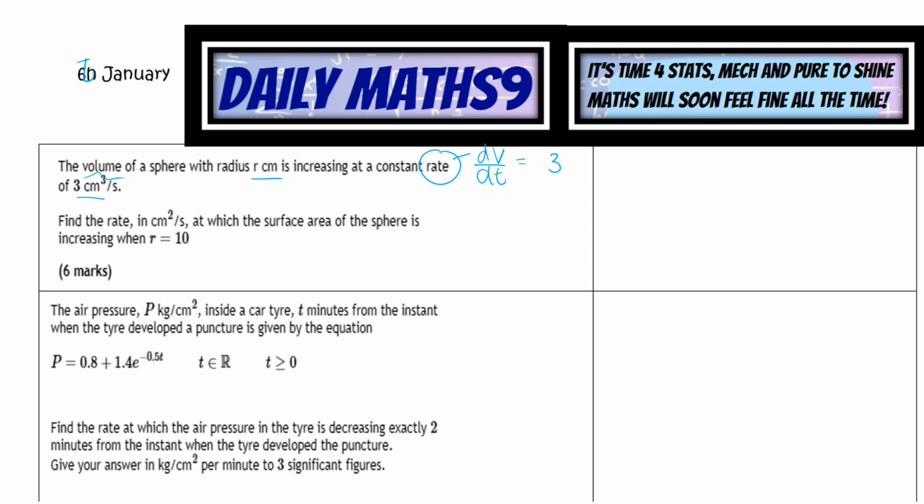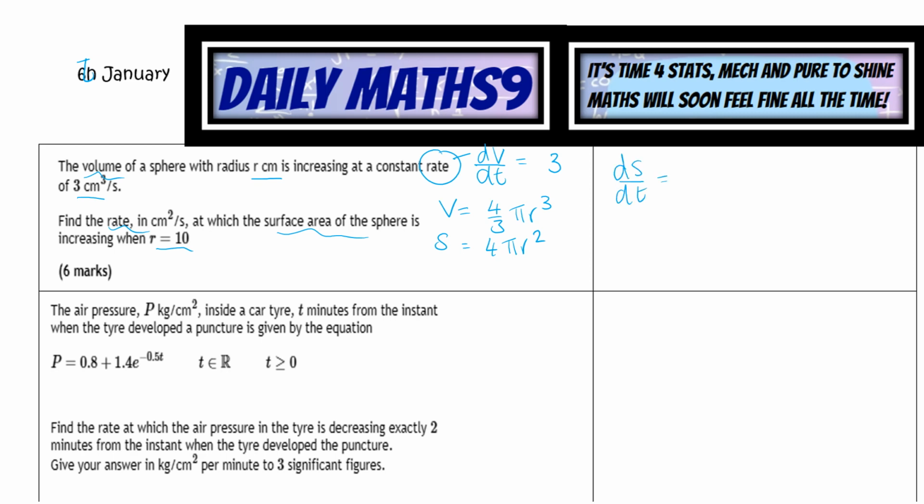Now being asked to find the rate at which the surface area of the sphere is increasing when r is 10. So this is a connected rate of change question and we need some connecting formulae. Now we've got V in this question. The volume of a sphere is 4/3 pi r cubed. The surface area of a sphere is 4 pi r squared. Now what we're after is the rate at which the surface area is increasing, so we actually want dS by dt.